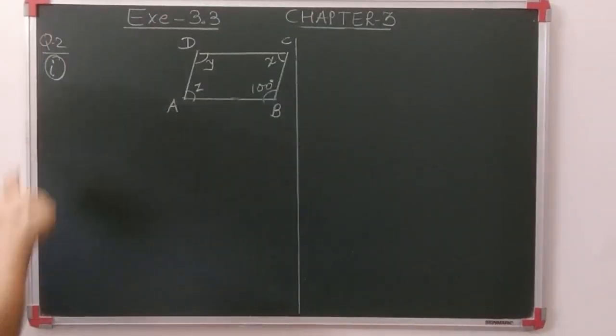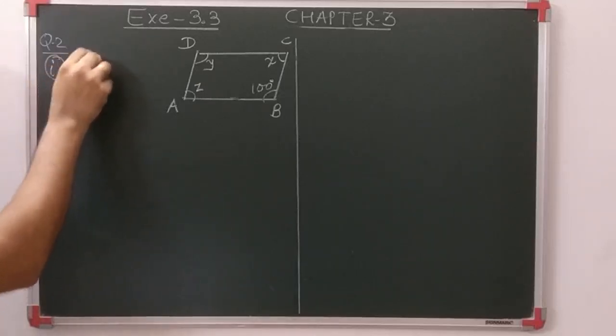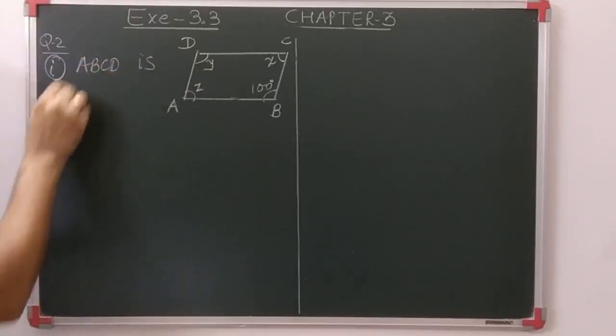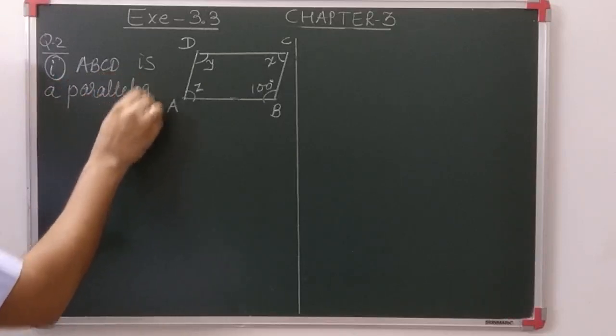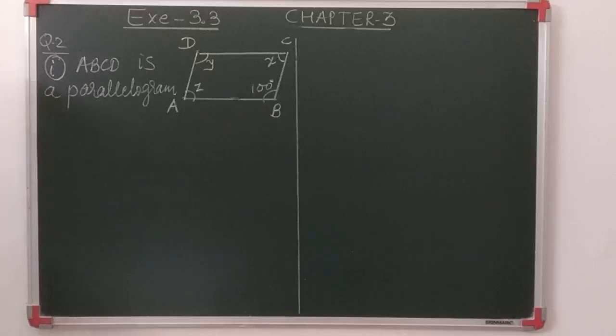Let's see the second question. Here the diagrams are given and we have to find out X, Y and Z. In all the given diagrams, there are 5 questions. In all of them we have to consider it is a parallelogram. So ABCD is a parallelogram. So we'll use all the 4 characteristics which we discussed.